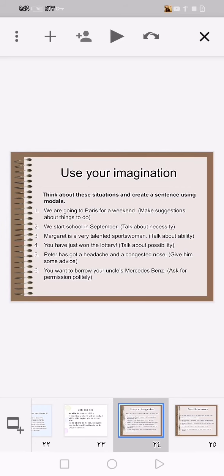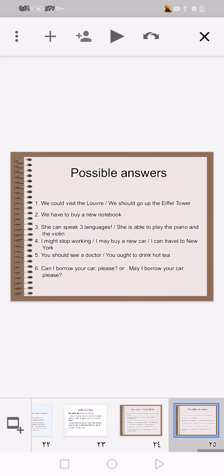Number two: we start school in September. Talk about necessity. We start school in September. So which modal verb will you use here? The answer, number two: we used have to. We have to buy a new notebook.